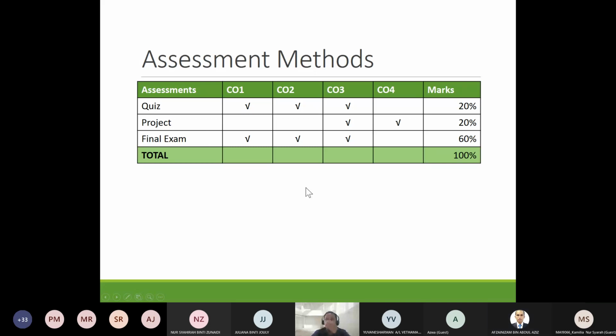Any question before we proceed and end the first class? Yes, do we have a midterm exam? Oh, we don't have a midterm. For automatic control, we don't have a midterm.